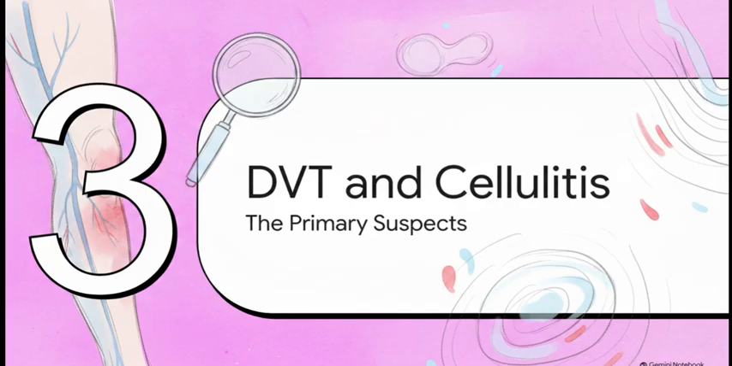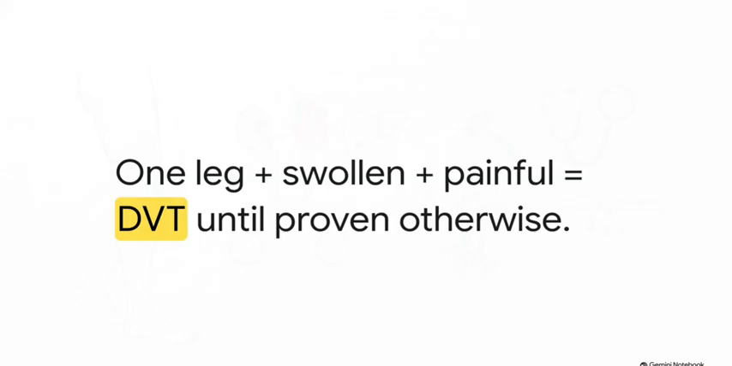Okay, Section 3, DVT and cellulitis, the primary suspects. Let's interrogate our first two most urgent suspects, starting with the one you literally can never, ever afford to ignore. The crucial takeaway here is this. If you see these visceral clues, a single swollen, painful, and warm leg, you absolutely must assume it is deep vein thrombosis, until proven otherwise.